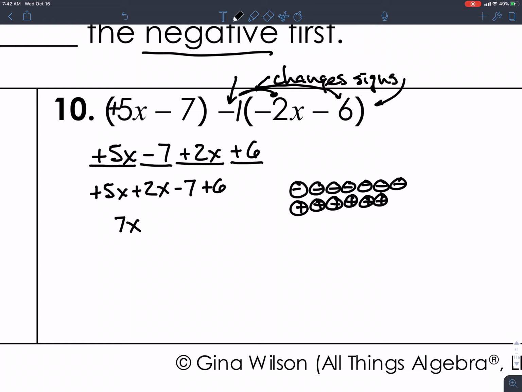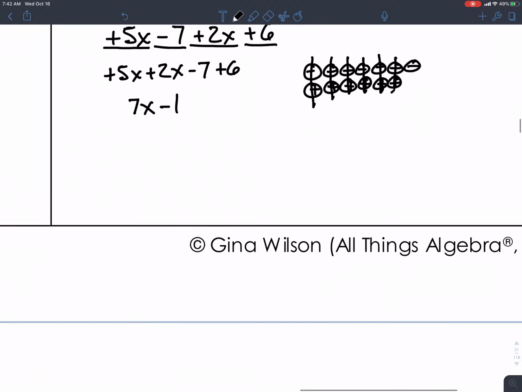Every positive cancels a negative. So those cancel, cancel, cancel, cancel, cancel, cancel. What am I left with? 1 negative, or a negative 1. Okay, that's another way to think about it. Or you can say, I'm at negative 7 on a number line. I have to add 6, so I go to the right 6. Where do I end up on the number line? At negative 1. Same thing. Okay, so that's number 10. So let's do a couple more.